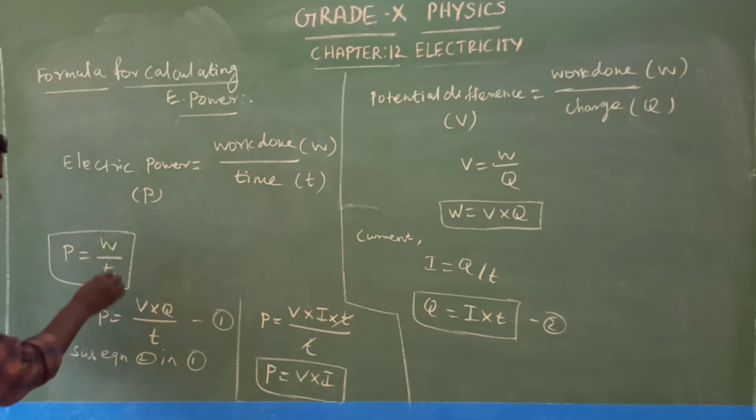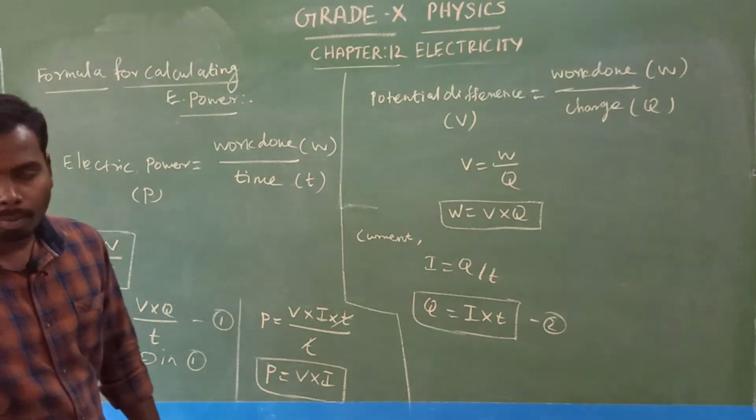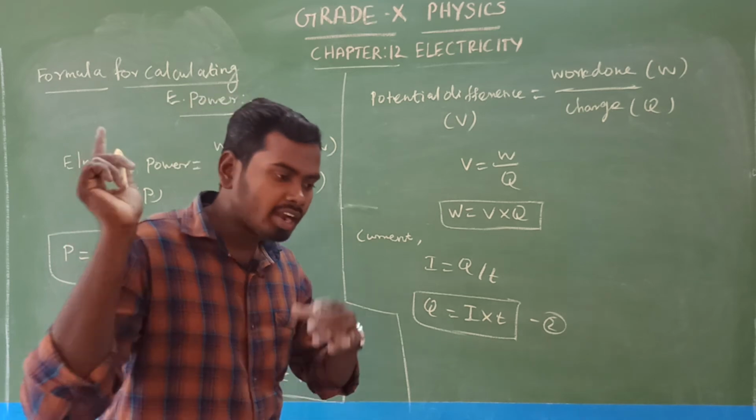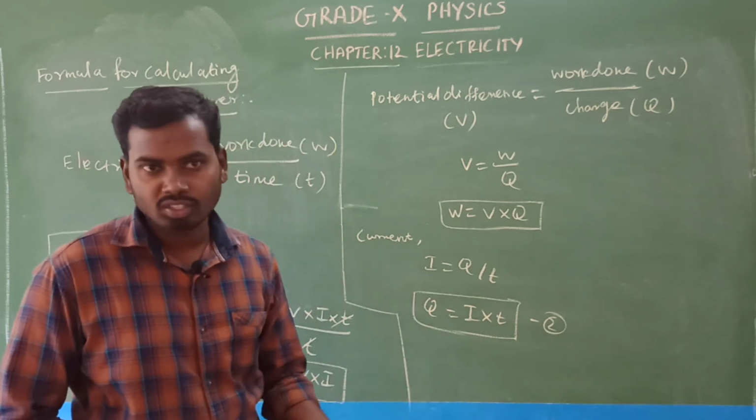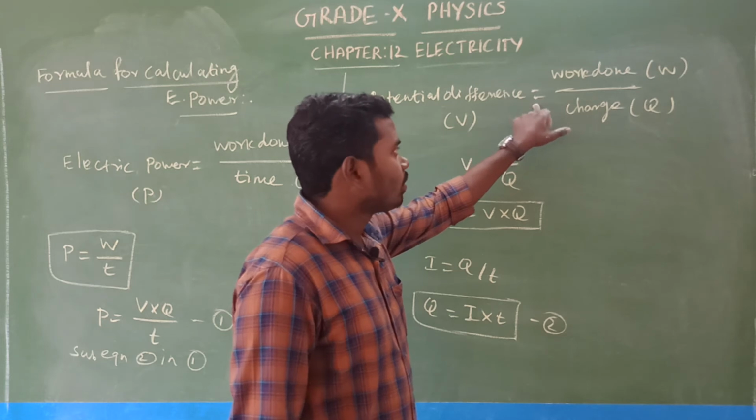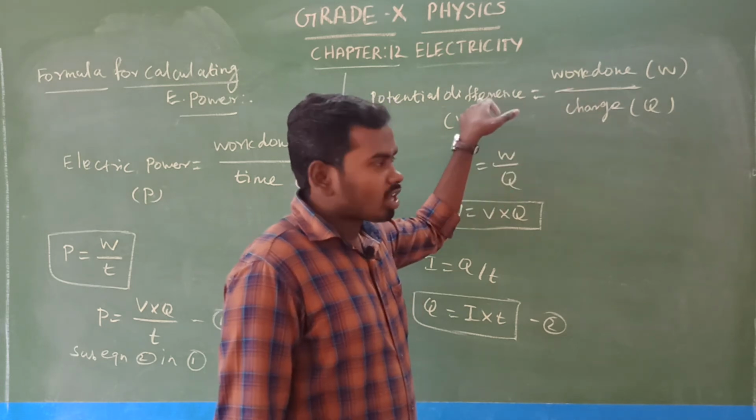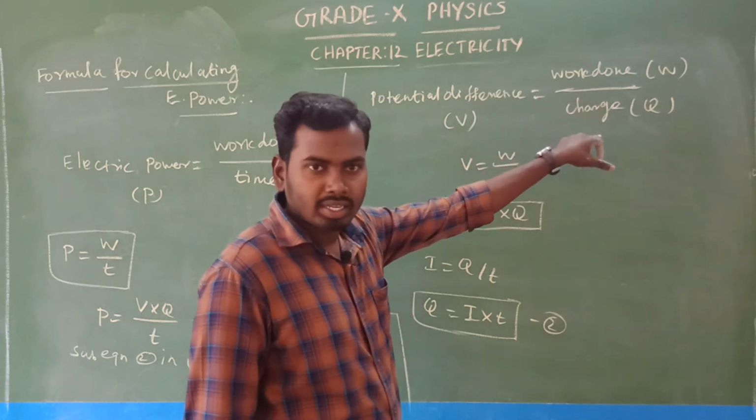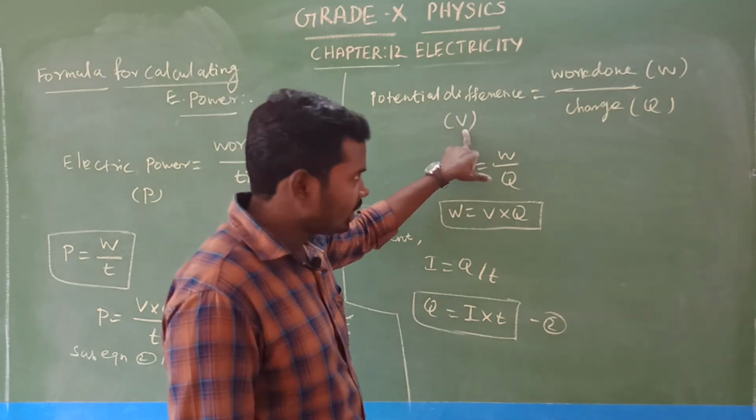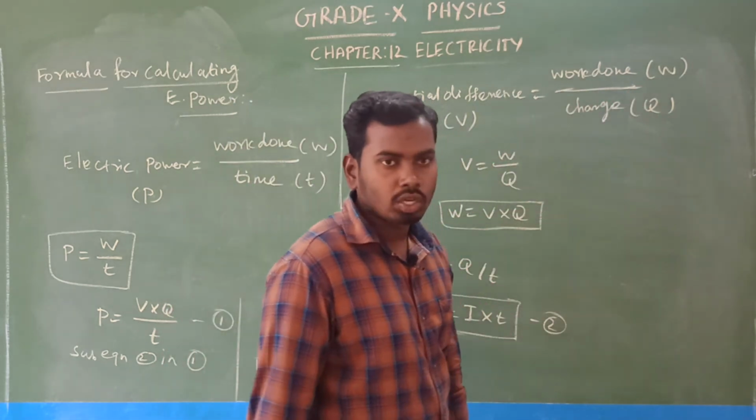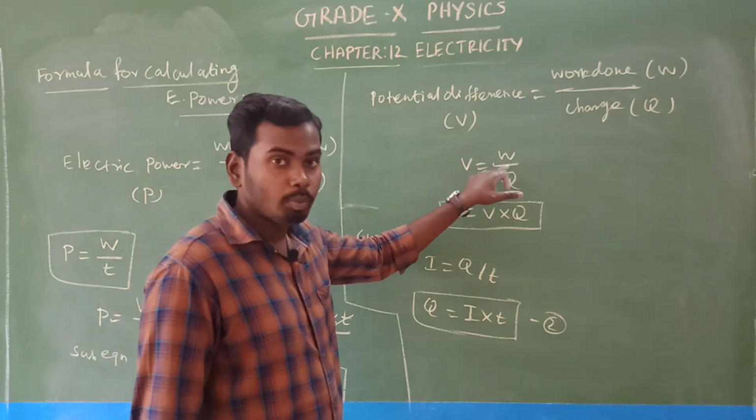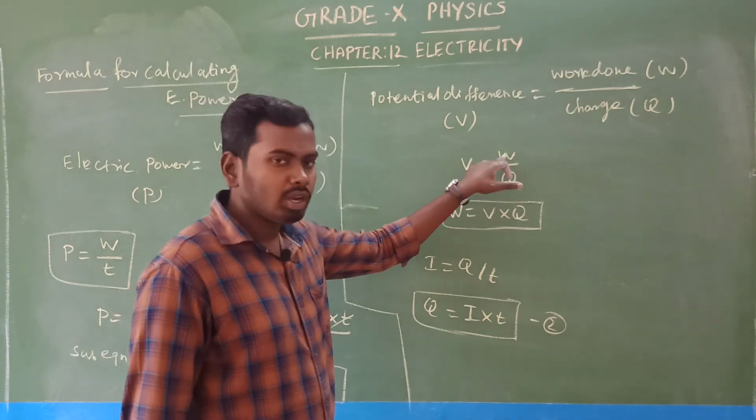Here, what is W? W means nothing but the work done. Already we have studied formulas in the topic of electric potential. The potential difference is equal to work done divided by charge. Potential difference is denoted by letter V, work done W, and charge Q. So we can write V is equal to W by Q.